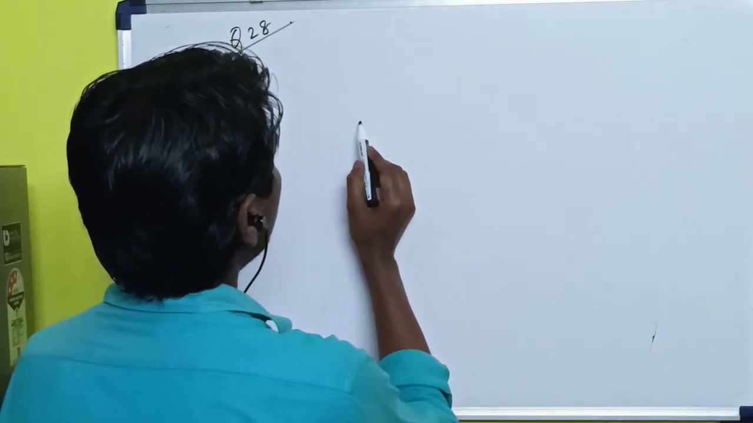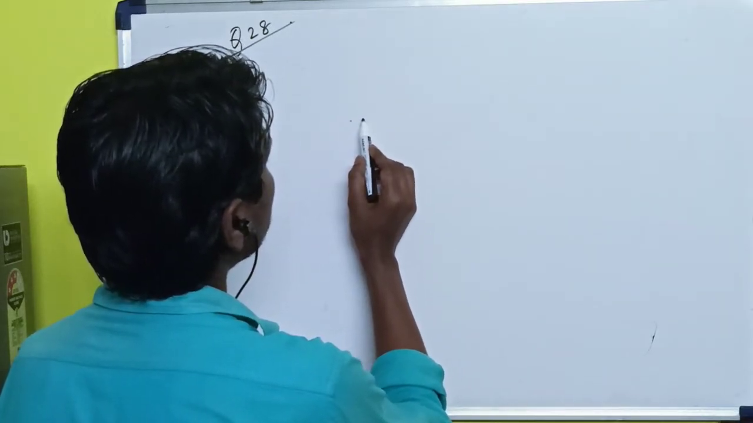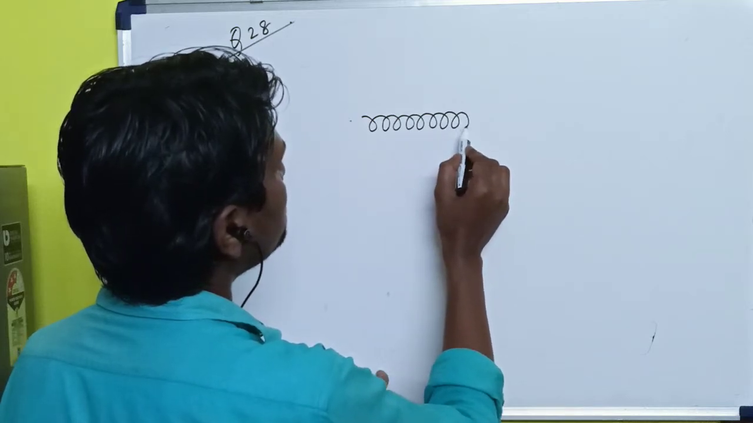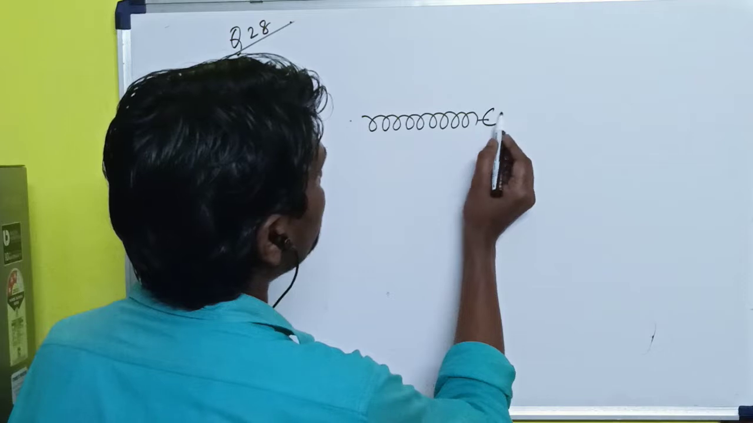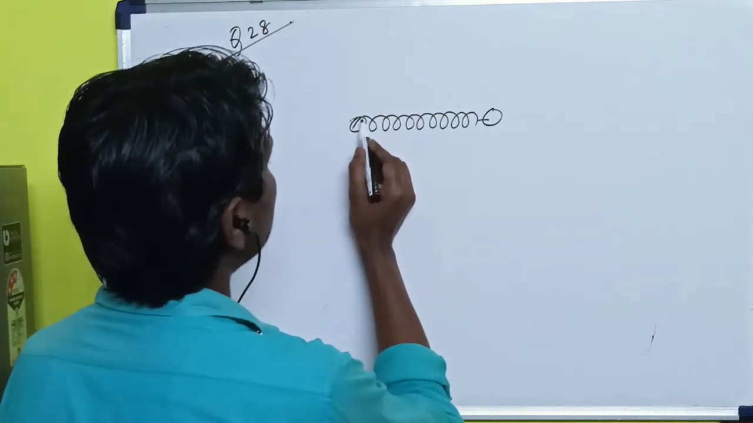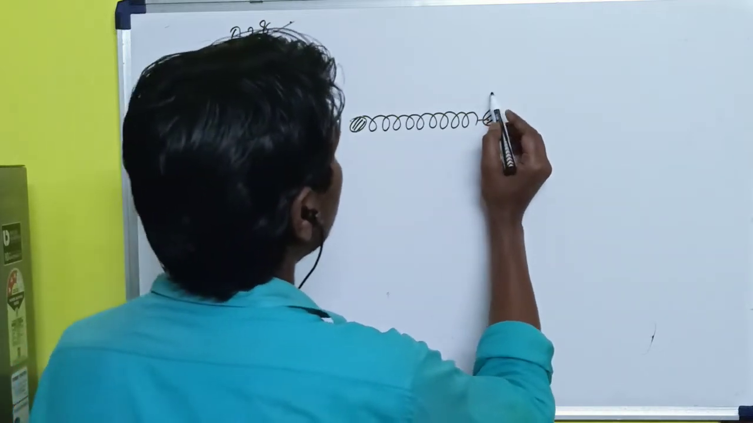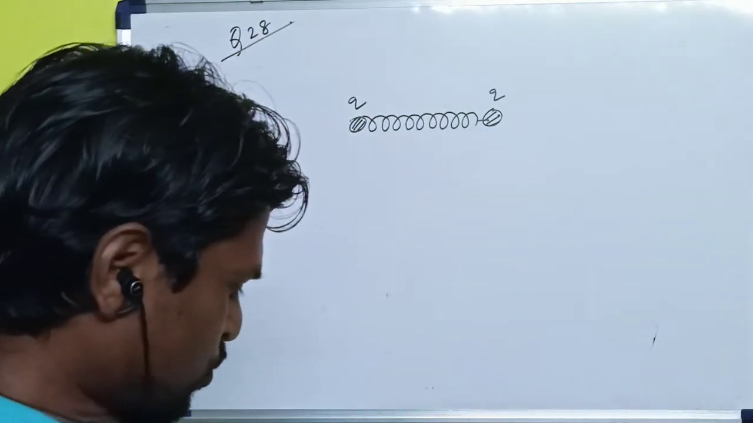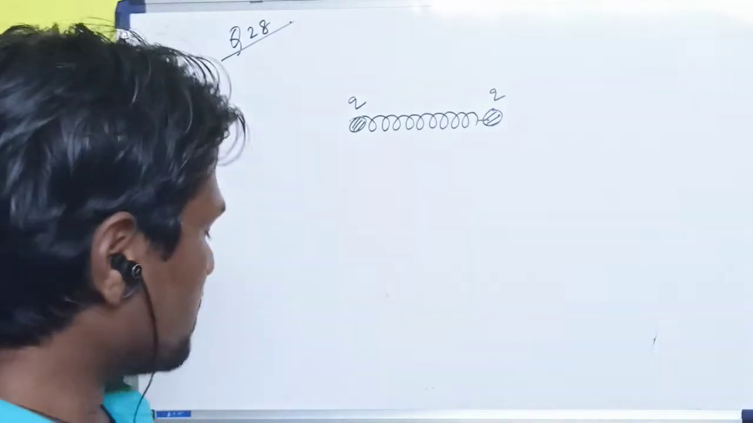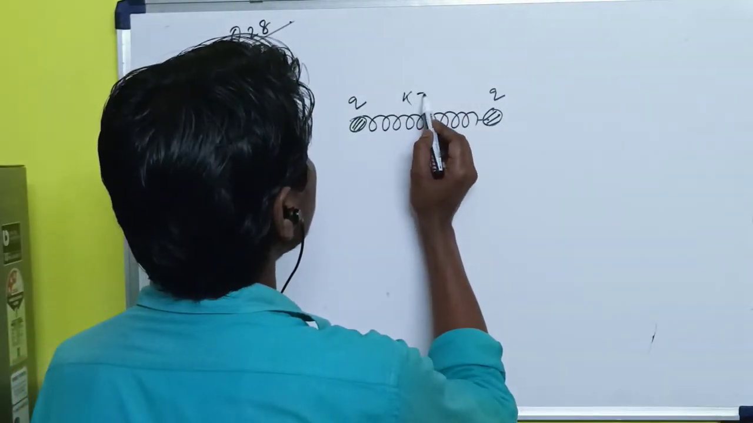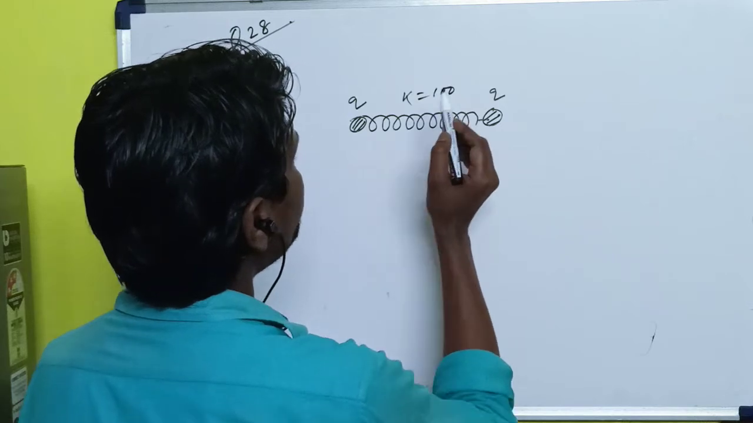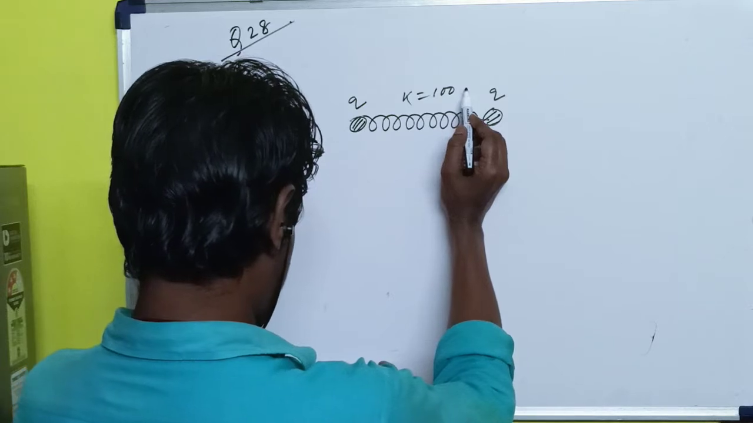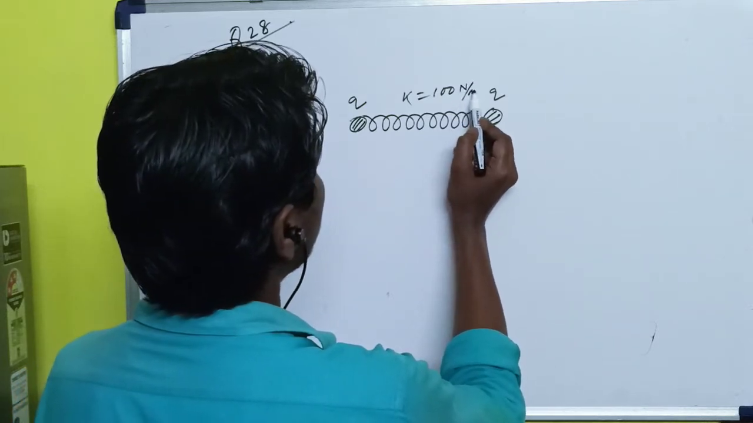So this is a spring. And two charged particles. Suppose there are two charged particles. Here it is a charged particle, and this is q, and this is q. The spring constant k is given. What is the spring constant? It is the stiffness of the material. So k equal to 100 Newton per meter.